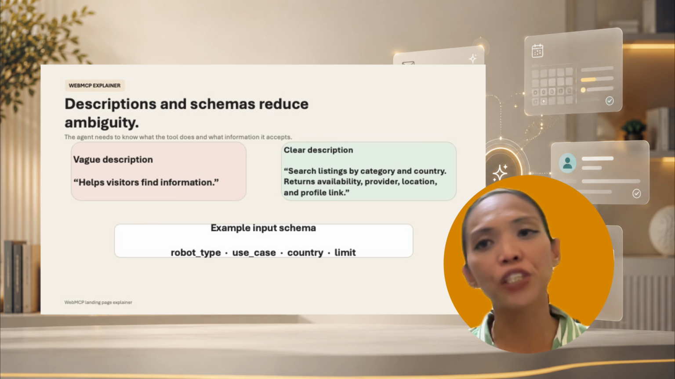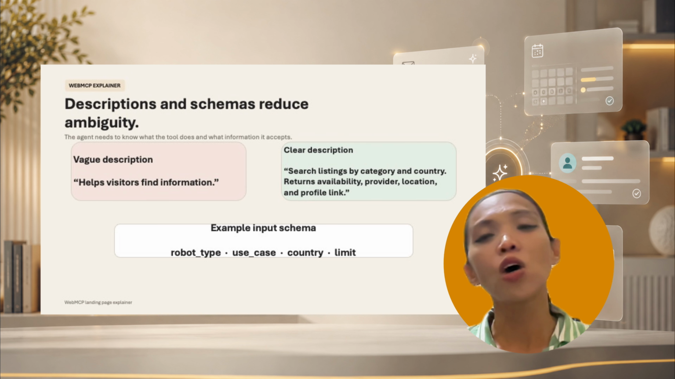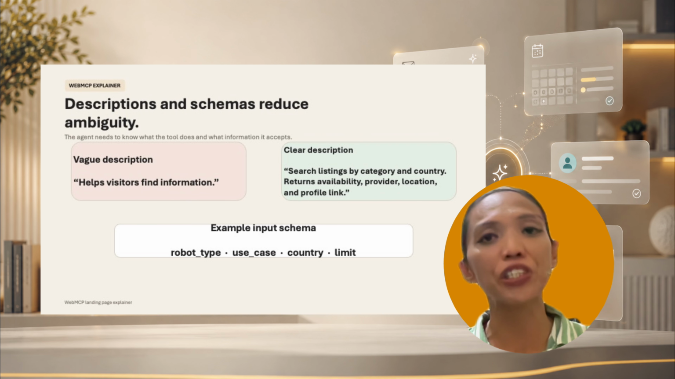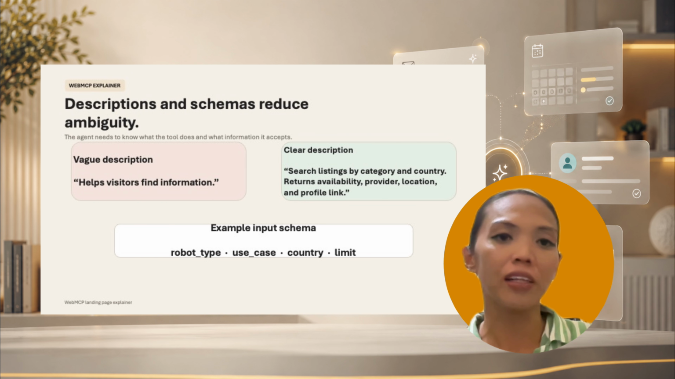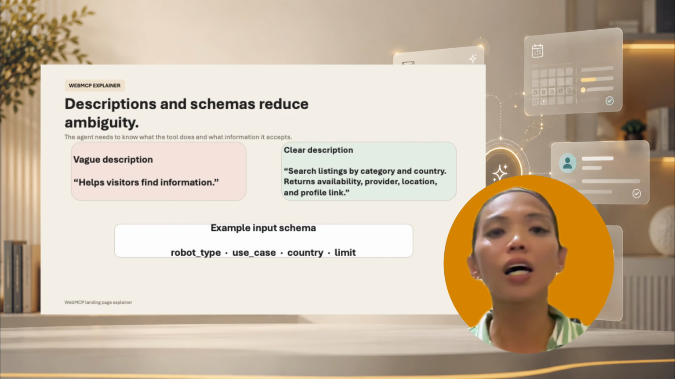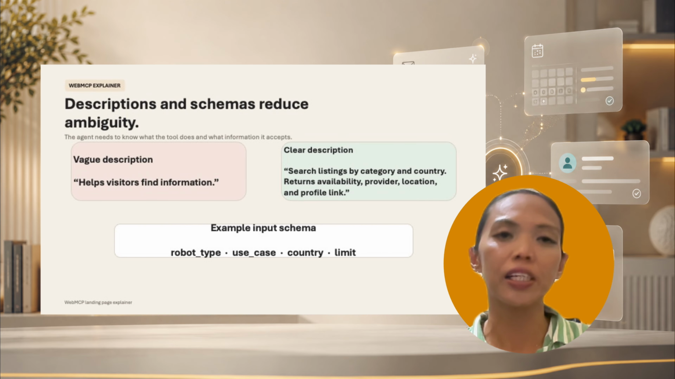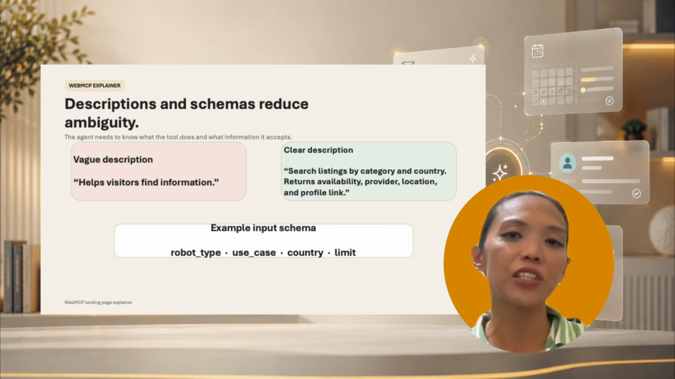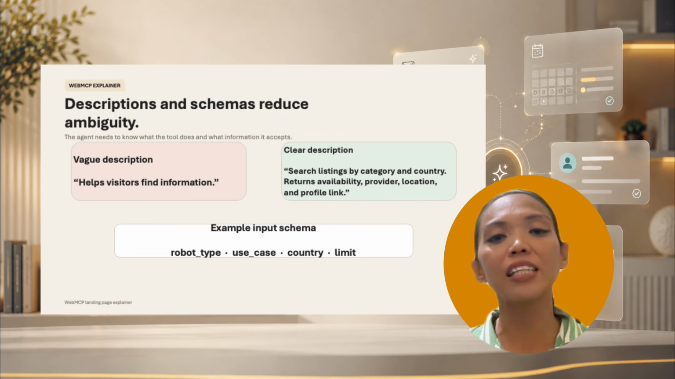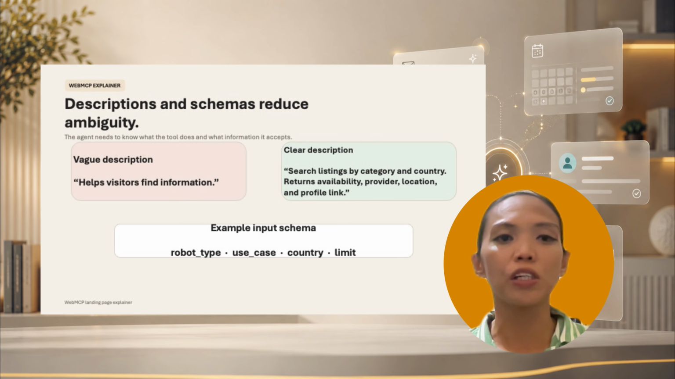The tool description is just as important. It should explain what the tool does, when it should be used, what information it returns, and any important limitations. Instead of writing, this tool helps find information, a clear description would be: search for available product listings by category and country, returns the product name, availability, provider, location, and profile link. That gives the browser agent enough context to choose the tool correctly.